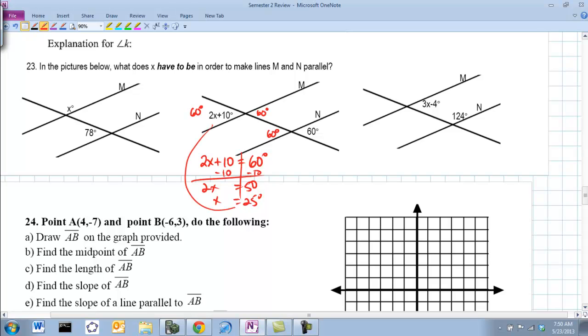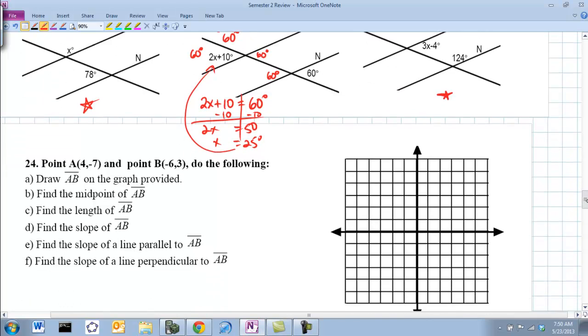Now I'm going to plug that back in and make sure that it really works. 2 times 25 plus 10, that's 50 plus 10. Yep, that worked. That gave me the 60 degrees that I wanted. I'm going to let you do this one and this one. And I want you to ask, what can I fill in? What can I figure out from the picture? What has to be congruent? And write an equation for it.